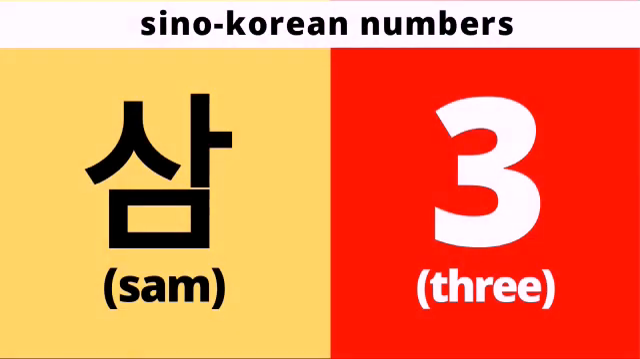Next, the Sino-Korean version of number 3 is sam. This is just composed of one syllable. Pronounce it with me. Sam. Again, sam.